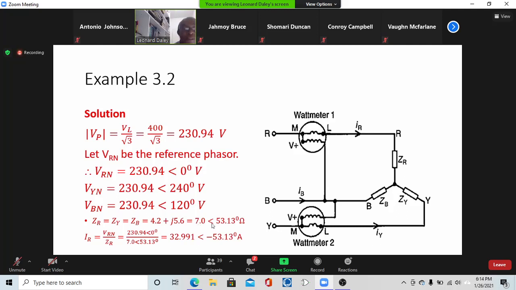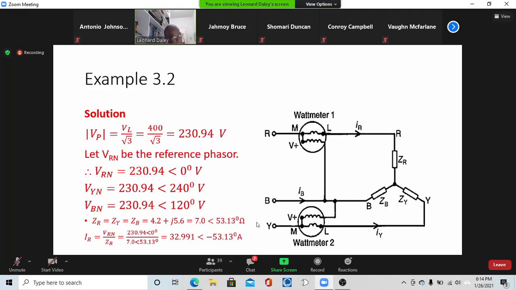And that works out to be 7 at angle 53.13. All right, so if I want to find IR, it's VRN over ZR. So it's the 230.94 at angle 0 divided by 7 at angle 53.13. And that works out to be 32.991 at angle minus 53.13.